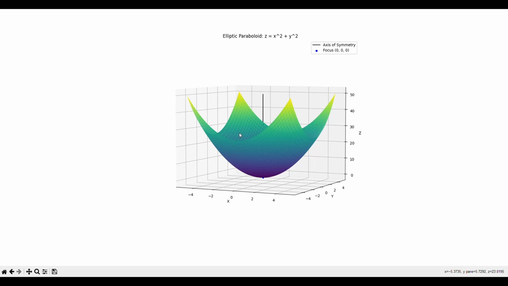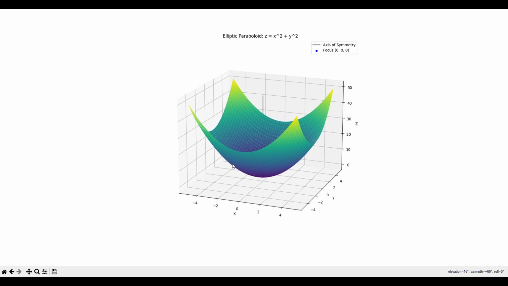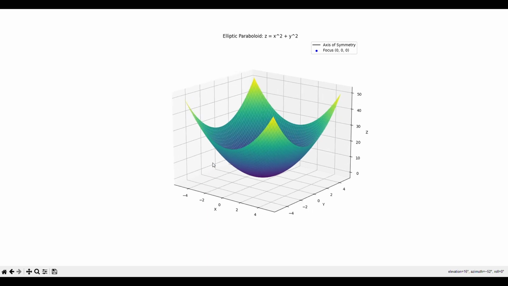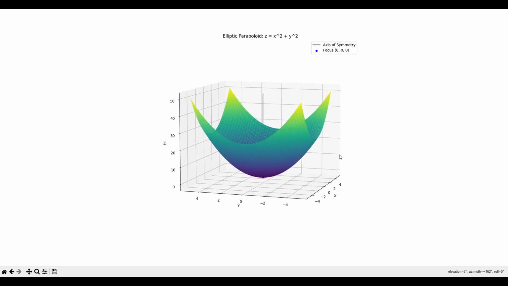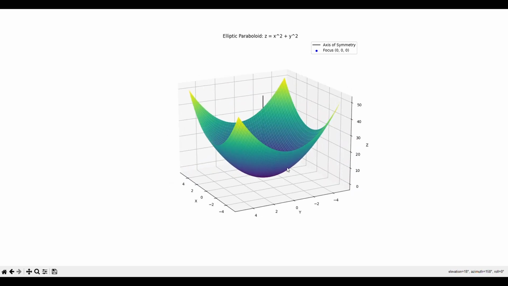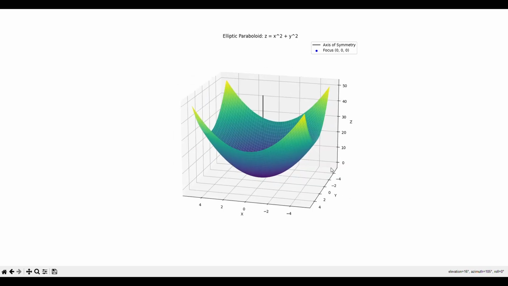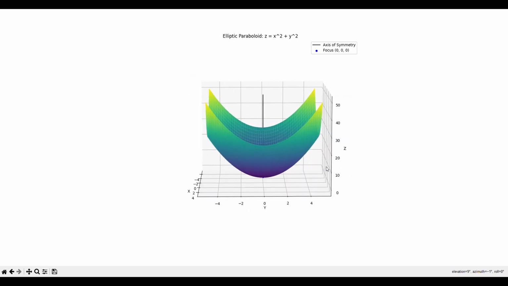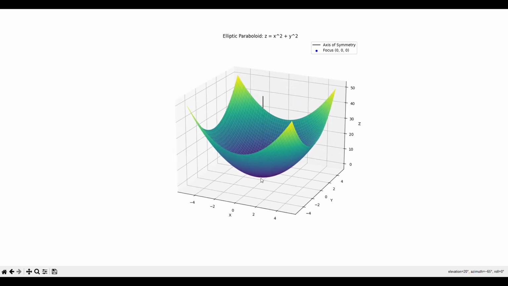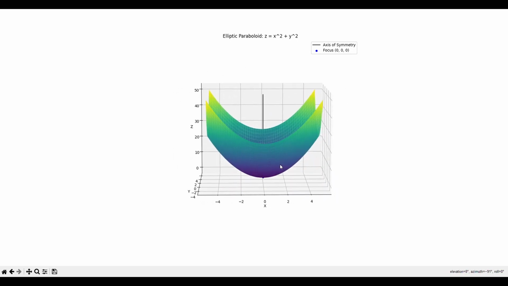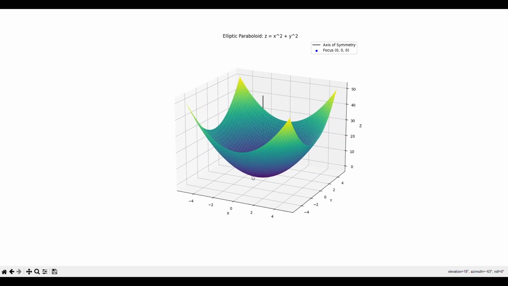The equation z equals x squared plus y squared represents a mathematical surface known as a paraboloid. It's a 3D shape formed by rotating a parabola about its axis of symmetry. The plot illustrates the shape of the paraboloid in 3D space. It resembles a bowl or a cup with the opening facing upwards. The curvature of the surface increases as you move away from the origin along the x or y axis.